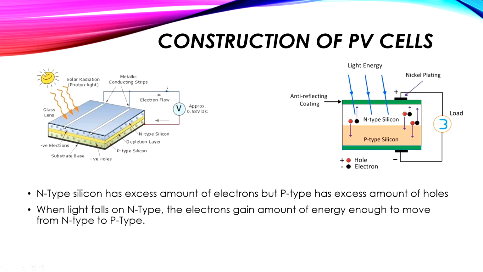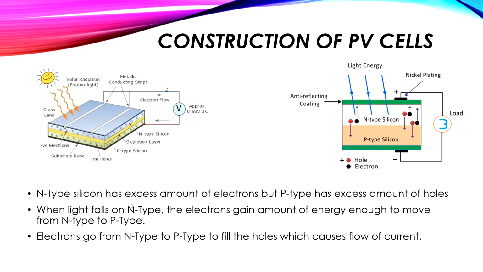So what happens here is that when the light falls on the N-type silicon, the electrons gain an amount of energy which is enough for them to move from the N-type layer to the P-type layer. So when the electrons move from the N-type to the P-type, it causes electron flow, which means the flow of electric charges, which means the flow of electric current. Simple as this. Now again, the light energy passes the anti-reflecting surface, causing the silicon electrons to gain enough energy in order to go and pass to the P-type silicon, in order to fill the holes. So the electrons gain energy, pass through these wires, then go and fill the P-type.